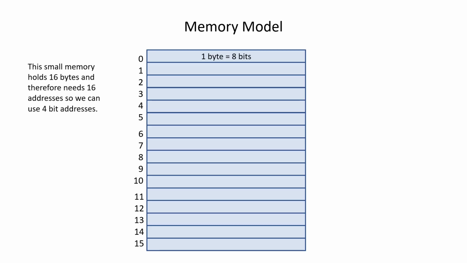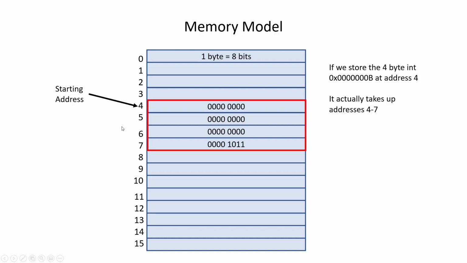The computers that we're compiling for are 32-bit machines. Modern machines are 64-bit machines. All right, so let me jump to the next slide here.